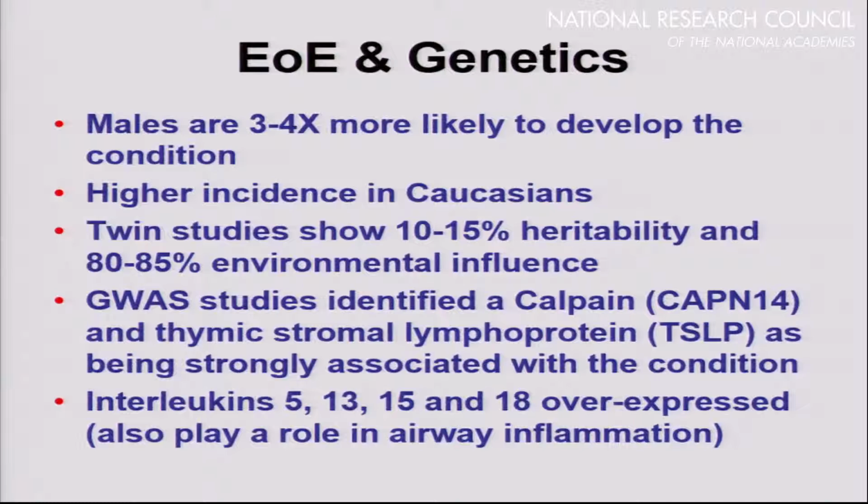There have been GWAS studies. Calpain genes have been identified or linked to it. Thymic stromal lymphopoietin has also been associated with the condition. And then interleukins have also been found to be substantially overexpressed. So is there a genetic susceptibility? Potentially. In terms of the interleukins, maybe we're not seeing a cause, but more a consequence because of the eosinophilic infection.